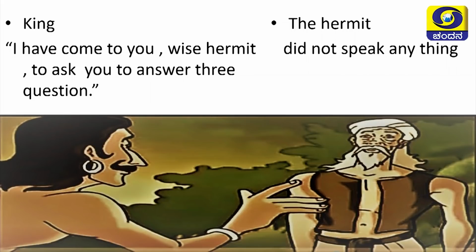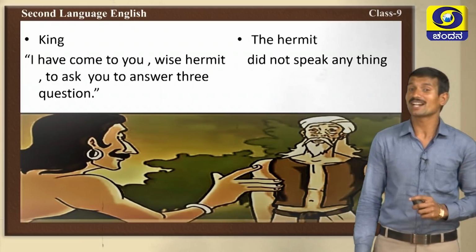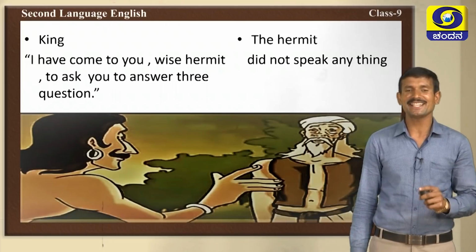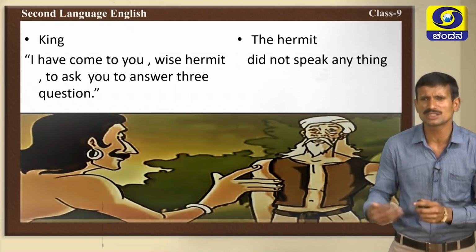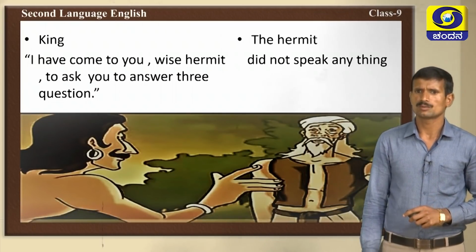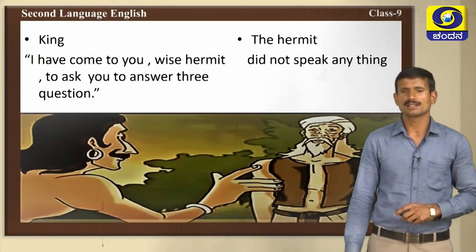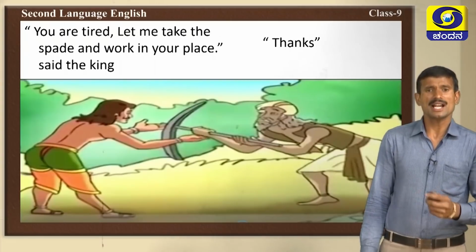What is the right time to begin something? Who should a king listen to? What is the most important thing for a king to do? He repeated the questions to the hermit. What did the hermit do? He didn't speak anything.